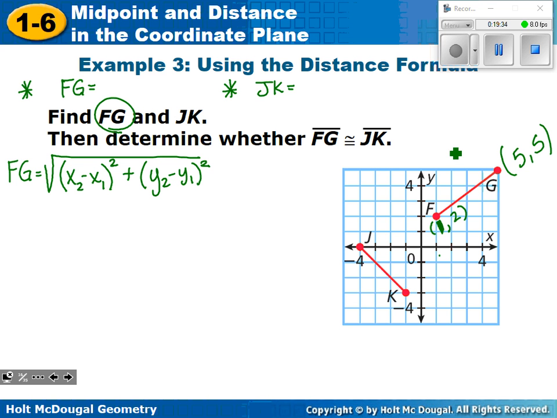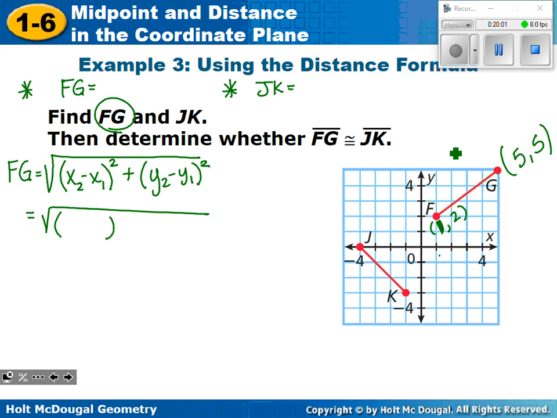So really be careful. Okay, let's plug it in. At this point, it does not matter which ordered pair you start with, but be consistent. If you start with G for your X, start with G for your Y. If you start with F for X, then start with F for Y. So what do you want to plug in here in the parentheses? Careful, 5 and 5 are x and y.